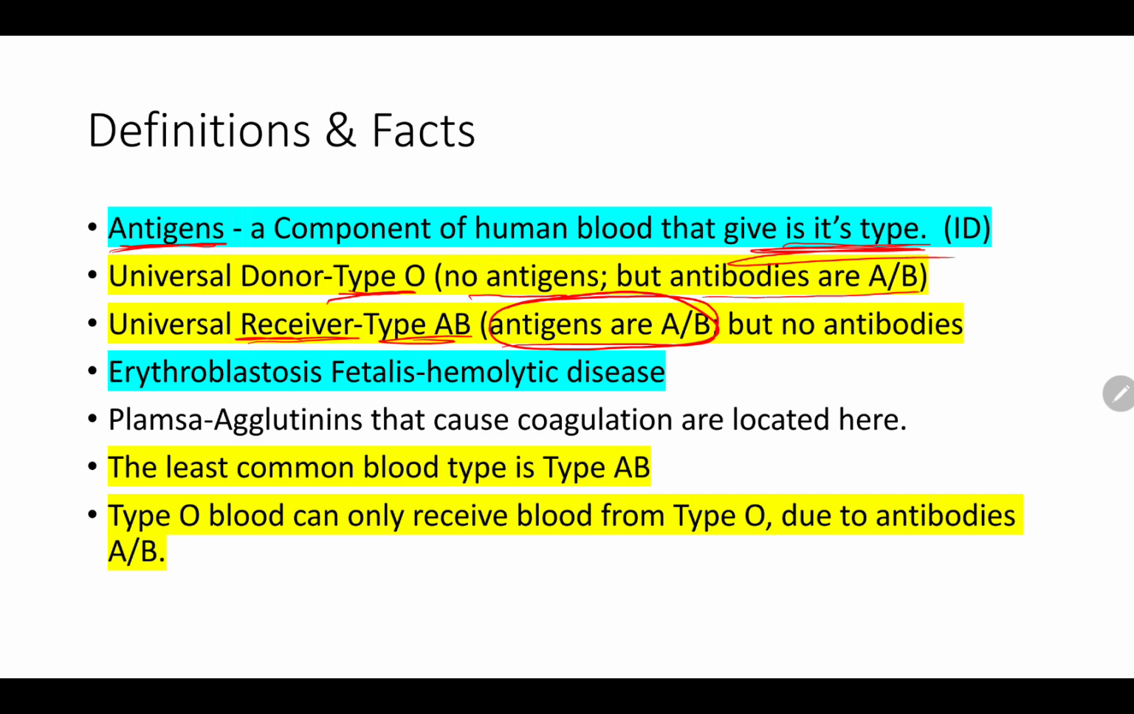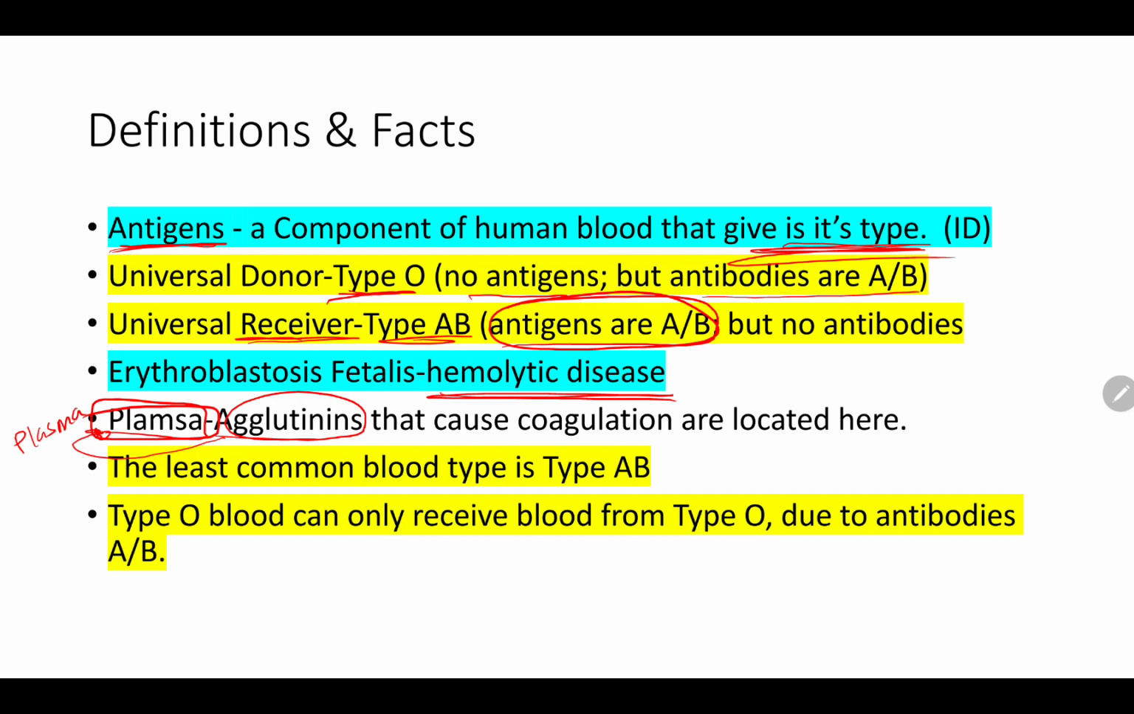Remember, there's a term that you want to remember, erythroblastosis fetalis, right? And that's basically a hemolytic disease, okay? And remember the agglutinins. These agglutinins are going to be found where? In the plasma, okay? These agglutinins are going to be found in the plasma.